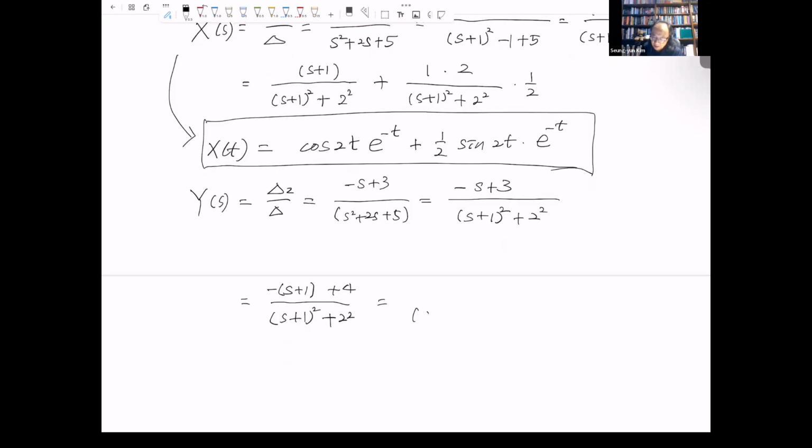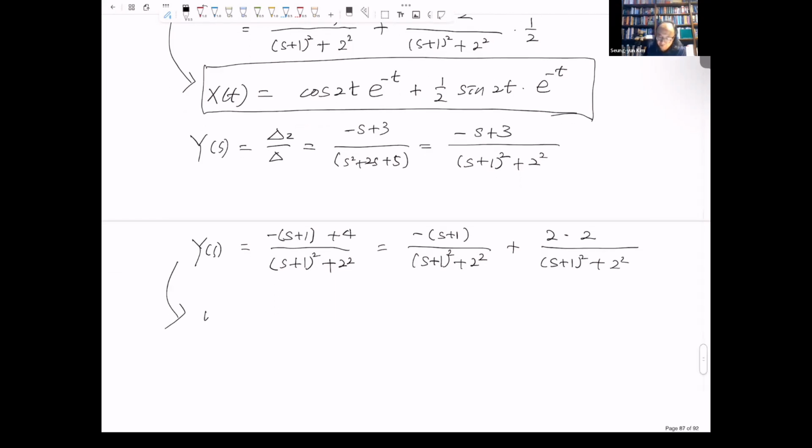That is negative s plus 1 over s plus 1 squared plus 2 squared, plus we have the denominator s plus 1 squared plus 2 squared, and 2 times 2. Now we are ready to take the inverse Laplace transform, and y of t equals negative cosine 2t e to the negative t plus 2 sine 2t e to the negative t.